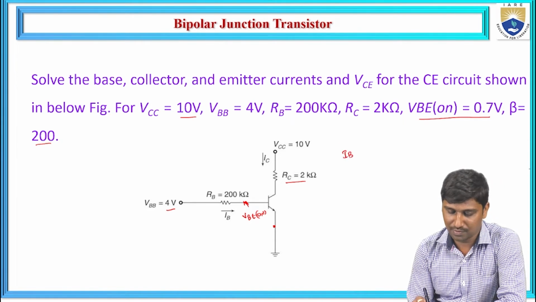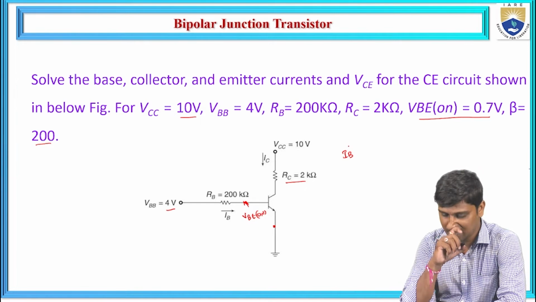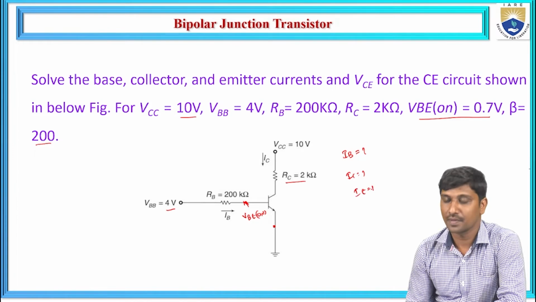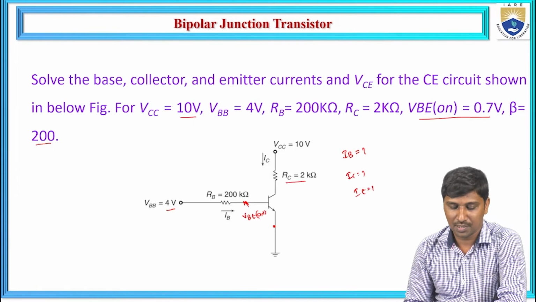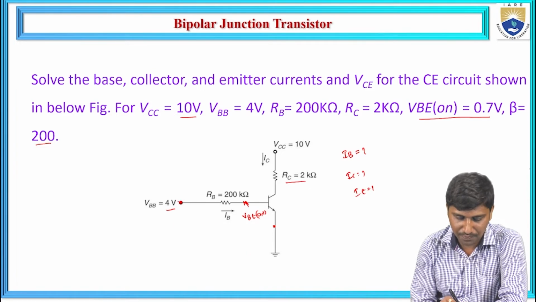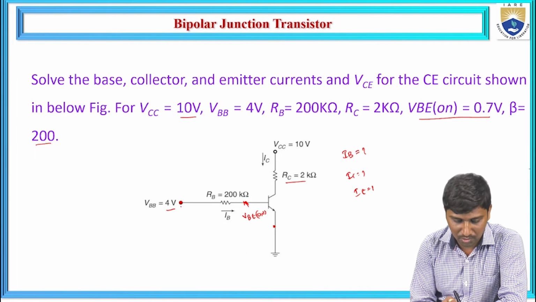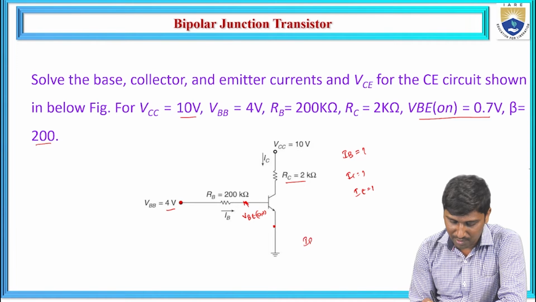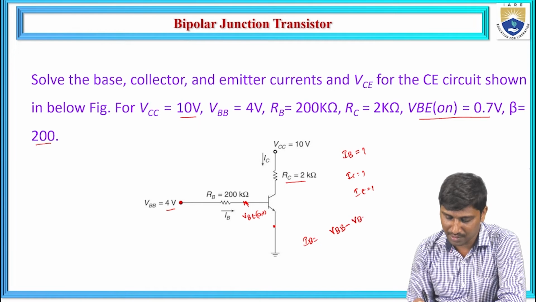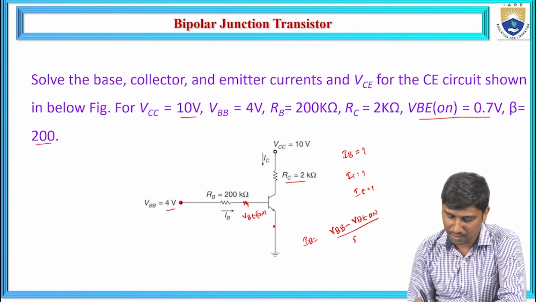Now we need to calculate. By using the figure and the given specifications, we need to calculate IB and IC as well as IE. From the circuit, if you want to find IB, we need to write the potential difference. IB is equal to VBB minus the other voltage source between base and emitter, VBE, divided by RB.